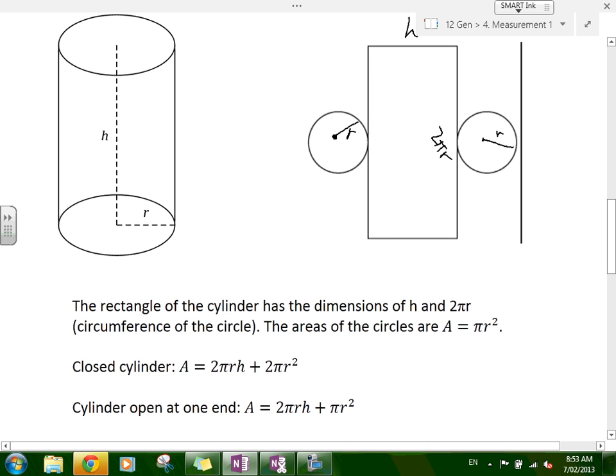If it's a cylinder that's open at one end, say I'm taking off one of the sides of a can, then obviously you'd only add one circle to it. It would be 2 pi r h plus pi r squared. And then if you're thinking about a tube or a pipe without ends, then it's just 2 pi r h, the height of the cylinder multiplied by the circumference of the circle. But you don't have any circular surfaces in this case, so you don't have to count them. Okay, any questions about it?